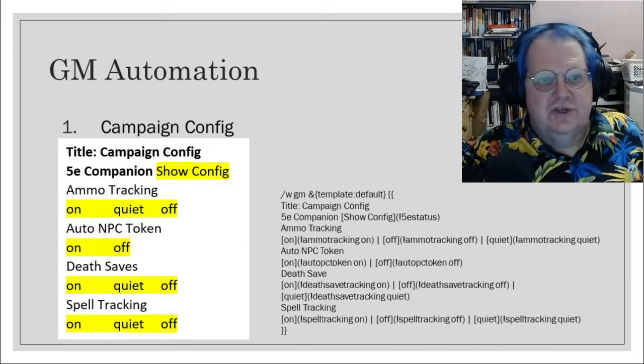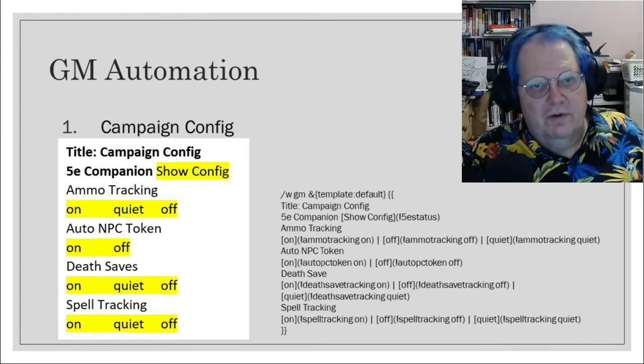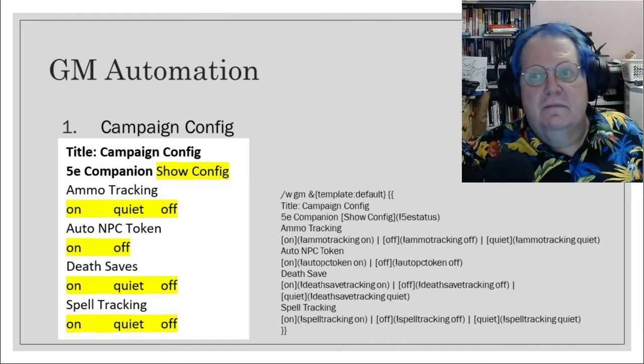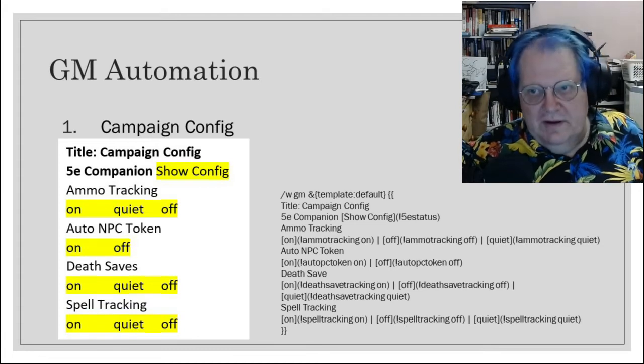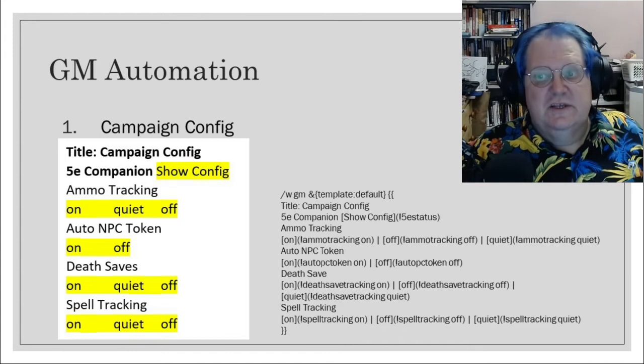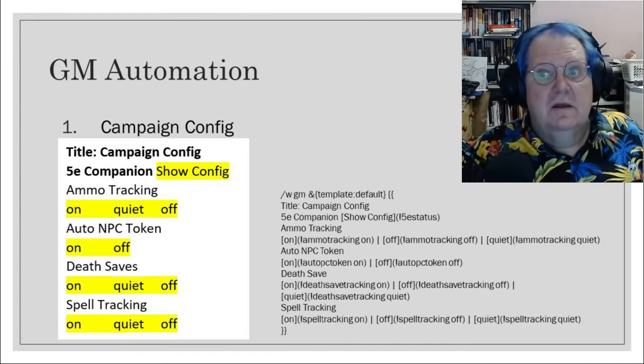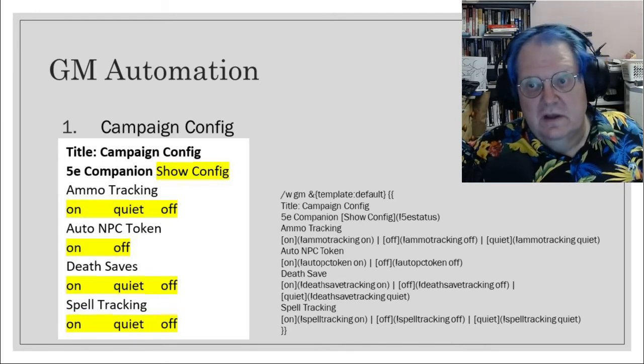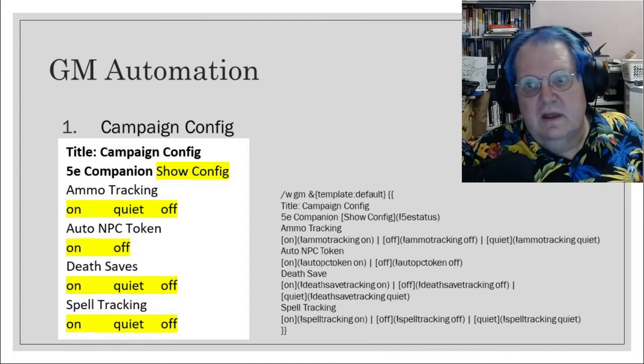/w gm, whisper, GM, who you're whispering to, and squiggly bracket template :default close squiggly bracket. That has to do with the template which we use to display it. The squiggly brackets are there so that everything until you get the last final 2 squiggly brackets is all whispered. If you didn't have them then every line basically is a new command, and so it may or may not whisper. So you might suddenly find that half the stuff is being displayed to your players, and yeah, messy.